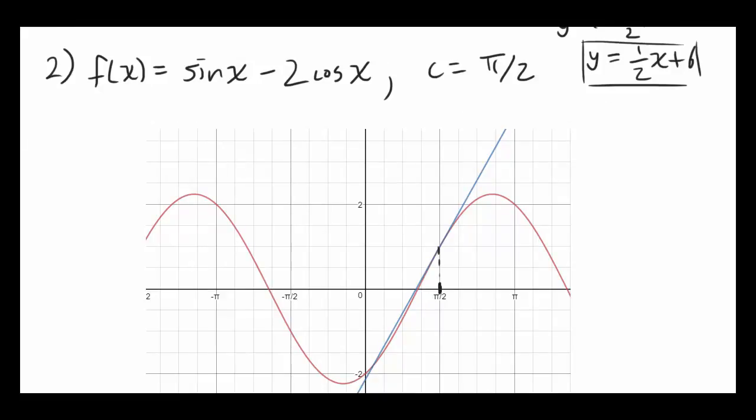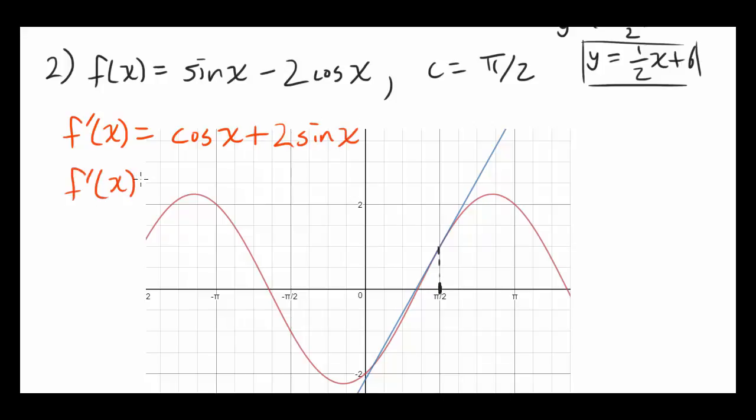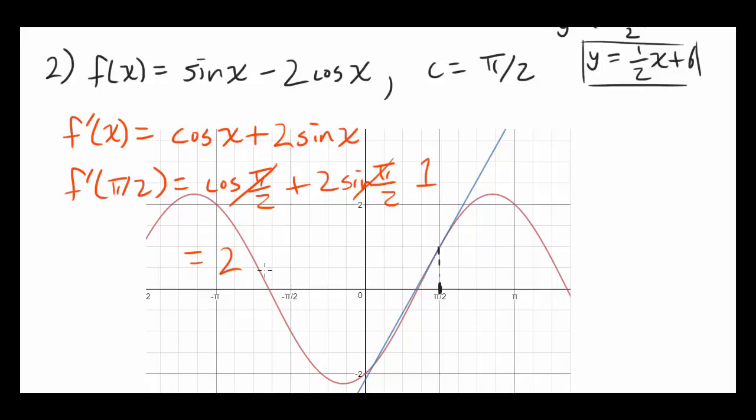Now, to find the slope, let's start by differentiating. f prime of x, the derivative of sine of x is cosine of x. The derivative of cosine of x is negative sine of x. So negative 2 and negative, so positive 2 times sine of x. So what's f prime at pi over 2? Well, that's going to be cosine of pi halves plus 2 times sine of pi halves. Cosine of pi halves is 0. Sine of pi halves is 1. So 2 times 1 comes out to be 2. So the slope of this blue line is going to be 2.